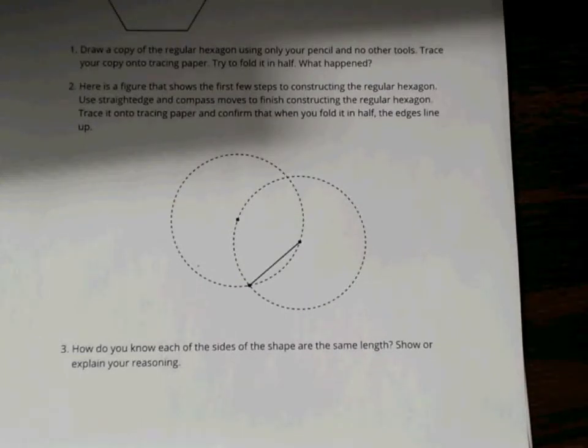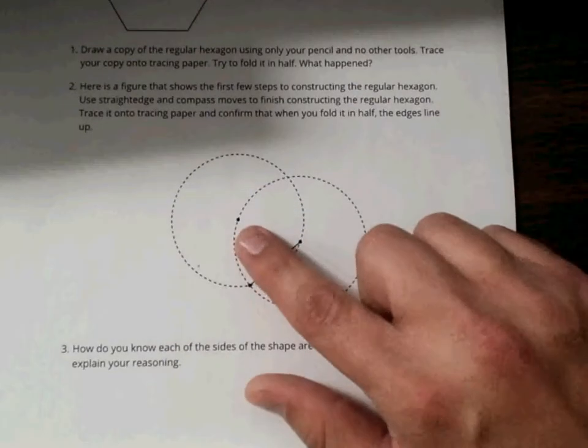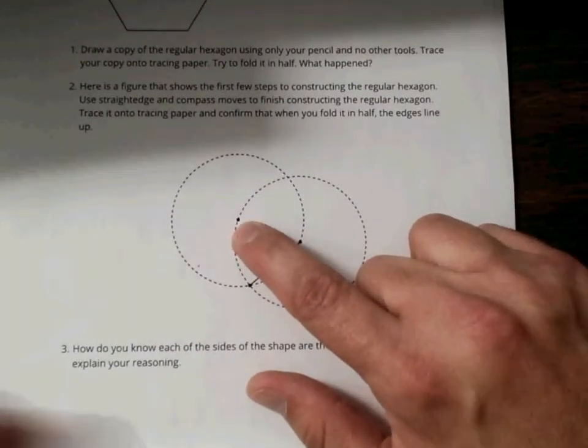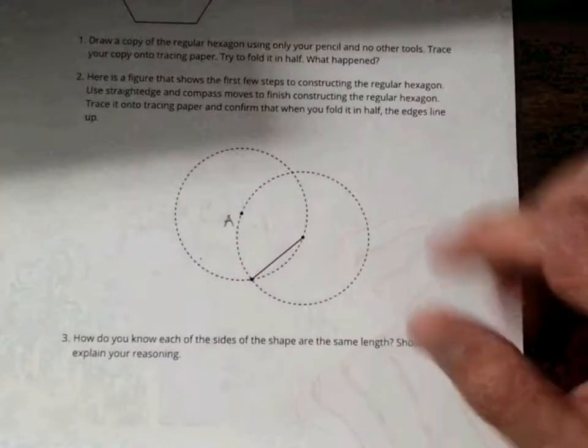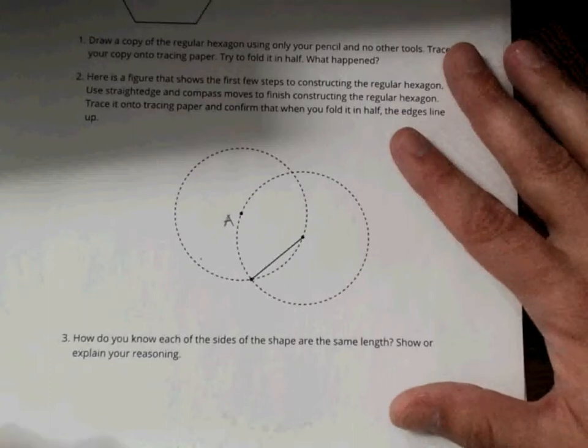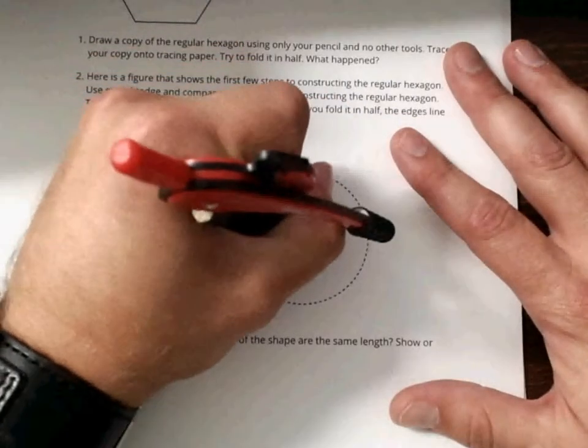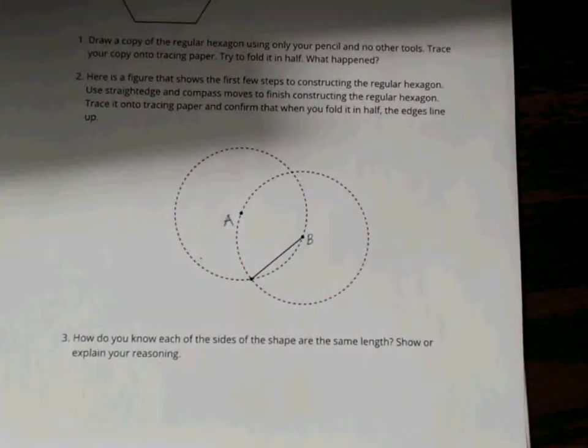Okay, we have 2 circles. So we have a circle right here from this center. Let's just go ahead and label for ourselves. We'll call that A. So they drew a circle, right? And the radius of that circle is going to come to B. Do you agree with that? They drew the circle from there. All right? So how did they get the other circle?